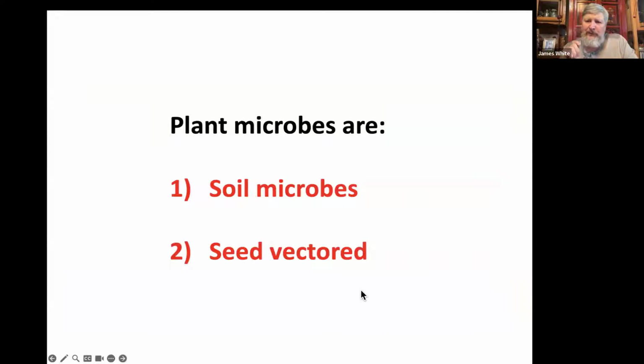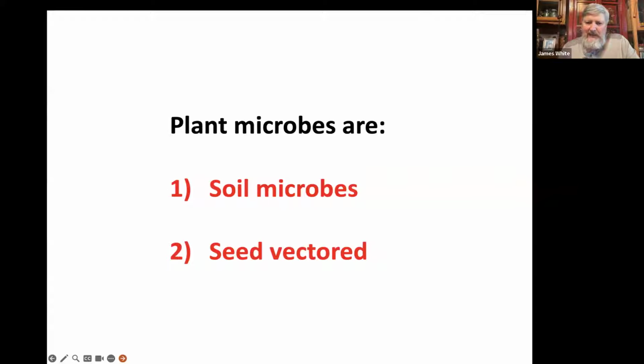And of course, that's important because when the mama plant makes the seeds, it puts the endophytes, the bacteria and fungi that that seedling will need, in those seeds, on the seed and in the seed. And when that seed germinates, the little embryo comes out, it already has microbes that it needs to survive. And so that comes from the maternal parent.